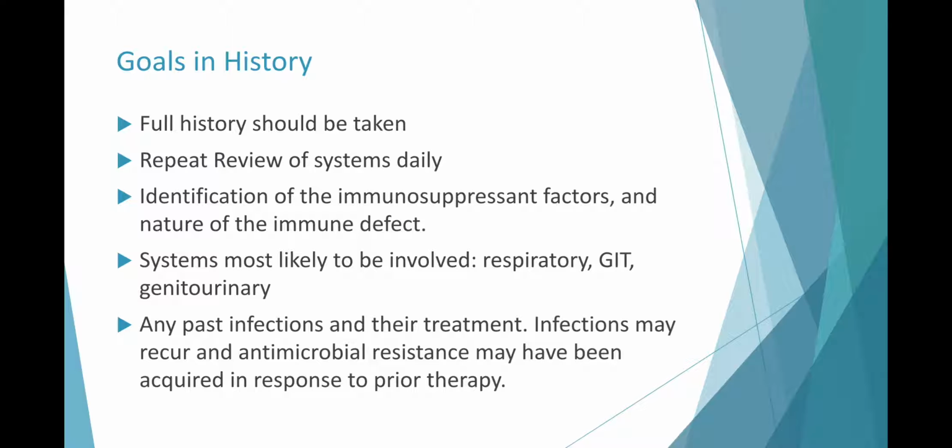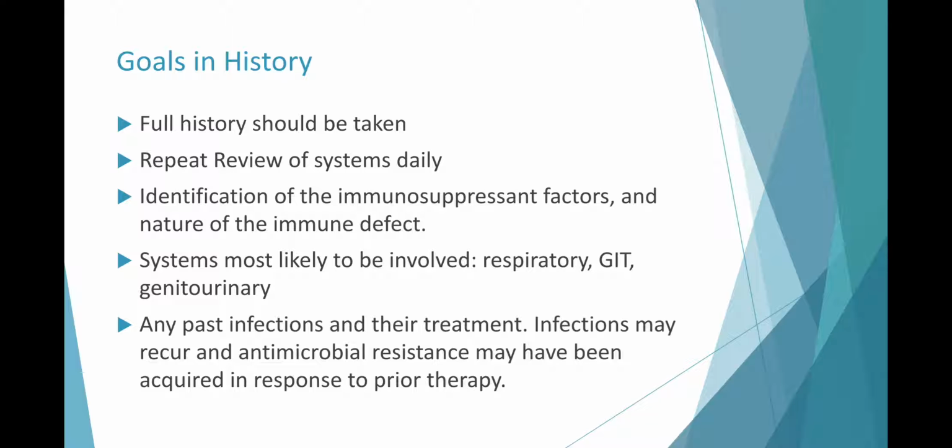How to approach a patient with immune-compromised fever? First of all, we should take a detailed history. Every detail in the history should be taken carefully. The history should be repeated daily. Why? Because some symptoms may not appear from the start, and may appear on the second, third or fourth day. So it should be repeated until the cause of the infection is known exactly.